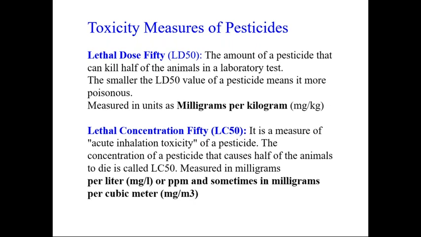The lethal concentration 50 is a measure of the inhalation toxicity because the pesticide can also be toxic when inhaled. So the concentration of a pesticide that causes half of the animals to die through the inhalation route is called the LC50, which is measured in milligrams per liter or ppm and sometimes in milligrams per cubic meter.